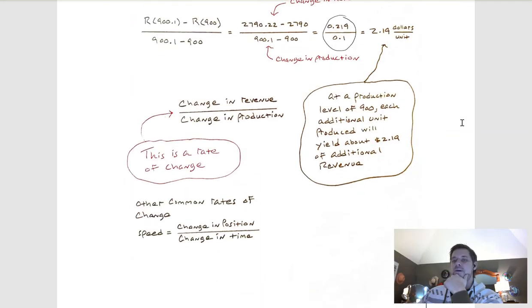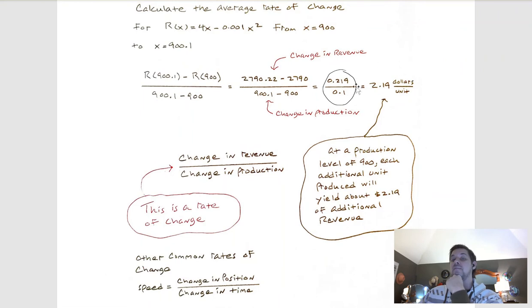Now that gives you a way to think about this number. We can say, here's roughly what this means. At a production level of 900, each additional unit produced will yield about $2.19 of additional revenue. That's the number I get when I divide these out. So instead of saying 0.219 over 0.1, when I divide it, it's 2.19 over 1. That's why I can say one additional unit of production will give me about $2.19 of additional revenue.